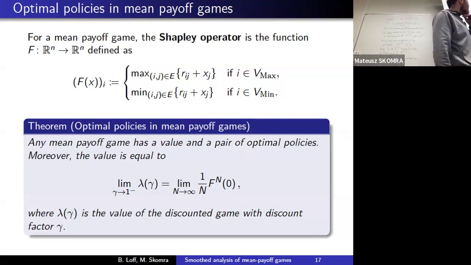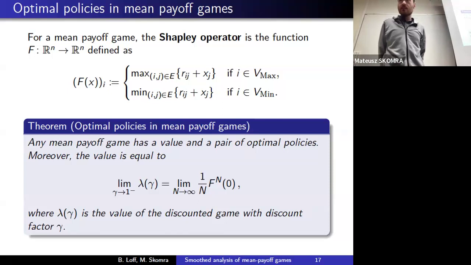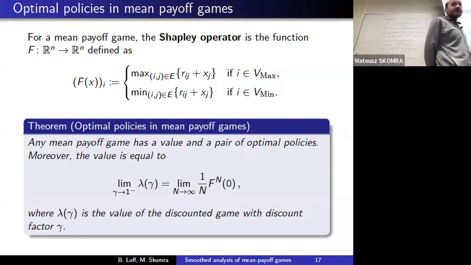So there is this theorem that says that mean payoff games behave in a similar way. Mean payoff games also have value and have optimal policies, just as the discounted games. But now the value is a little bit harder to characterize. There is no fixed point equation, but the value is equal to these two limits. The first limit is the value of the discounted game when the discount factor goes to one. So in this sense, we can think of mean payoff games as discounted games with discount factor going to one, at least in the sense of this theorem, that the value will go to those.